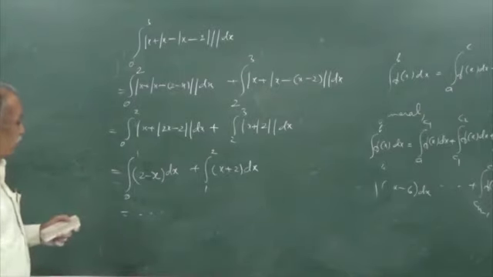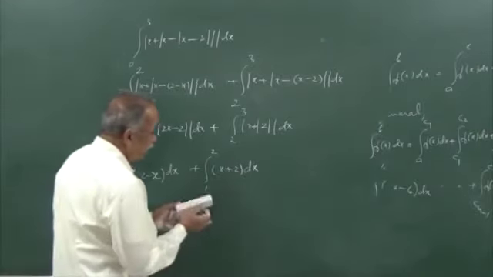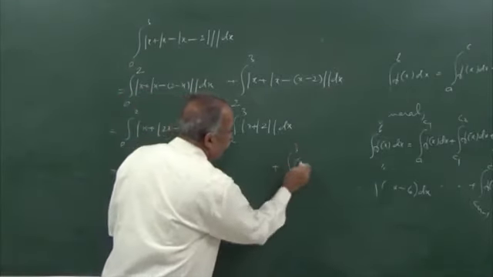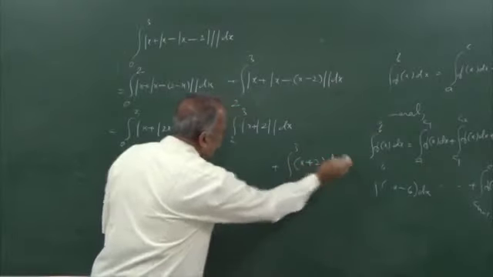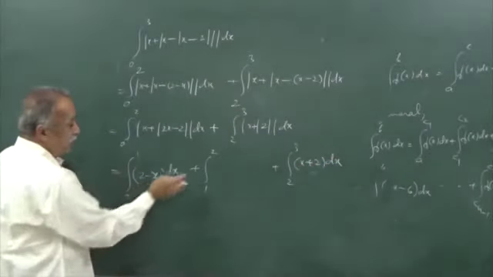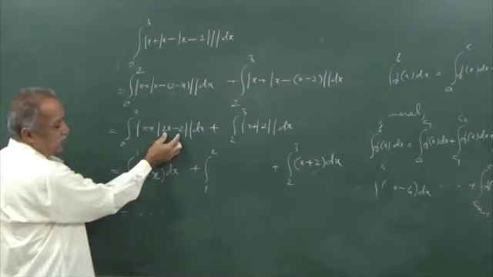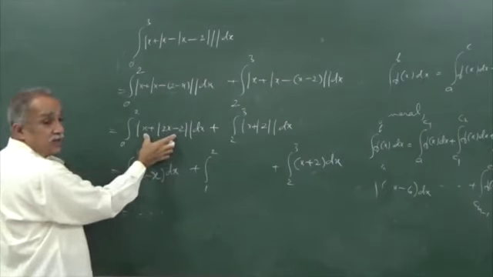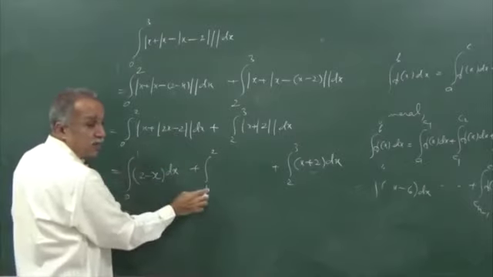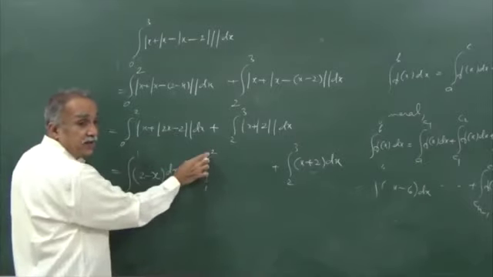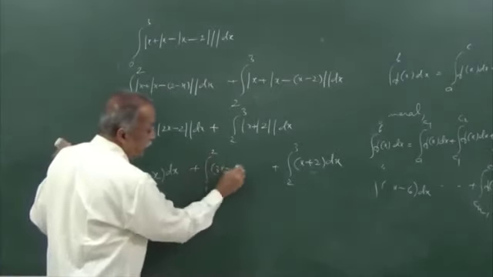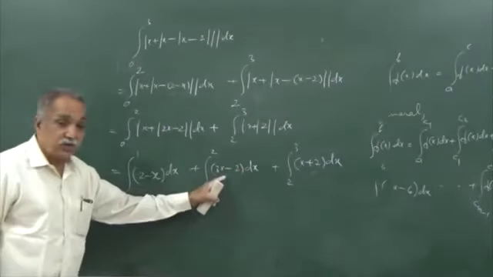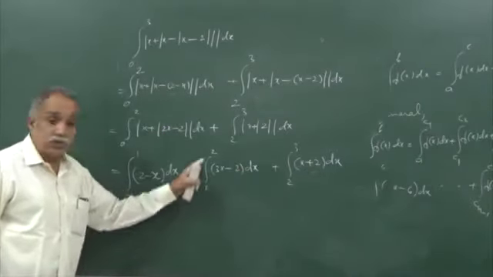Oh, one part I forgot. Sorry. Okay, 1 to 2. The other part, in this interval, x minus 1 is positive. So this is 2x minus 2 plus x is 3x minus 2. Is 3x minus 2 throughout positive in this interval? Yes. Because the only point where this vanishes is 2 by 3 and it is outside this interval.